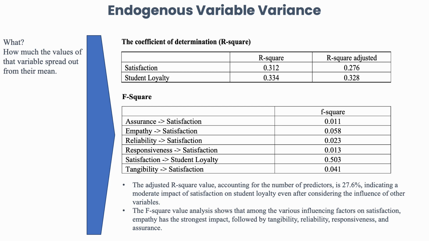Now, if we look at the analysis done when it comes to endogenous variable variance, there are two tables shown here. First is the coefficient of determination, R square. The second one is F square.